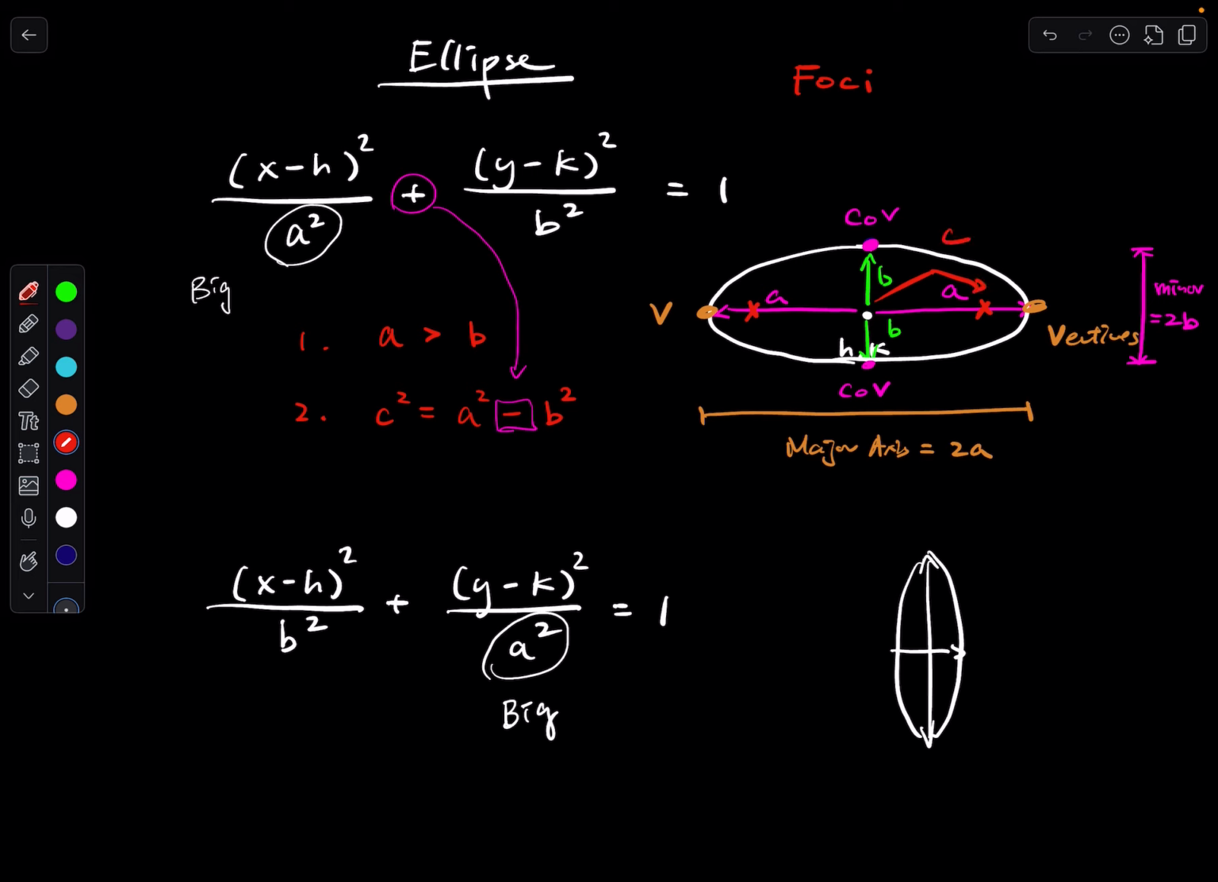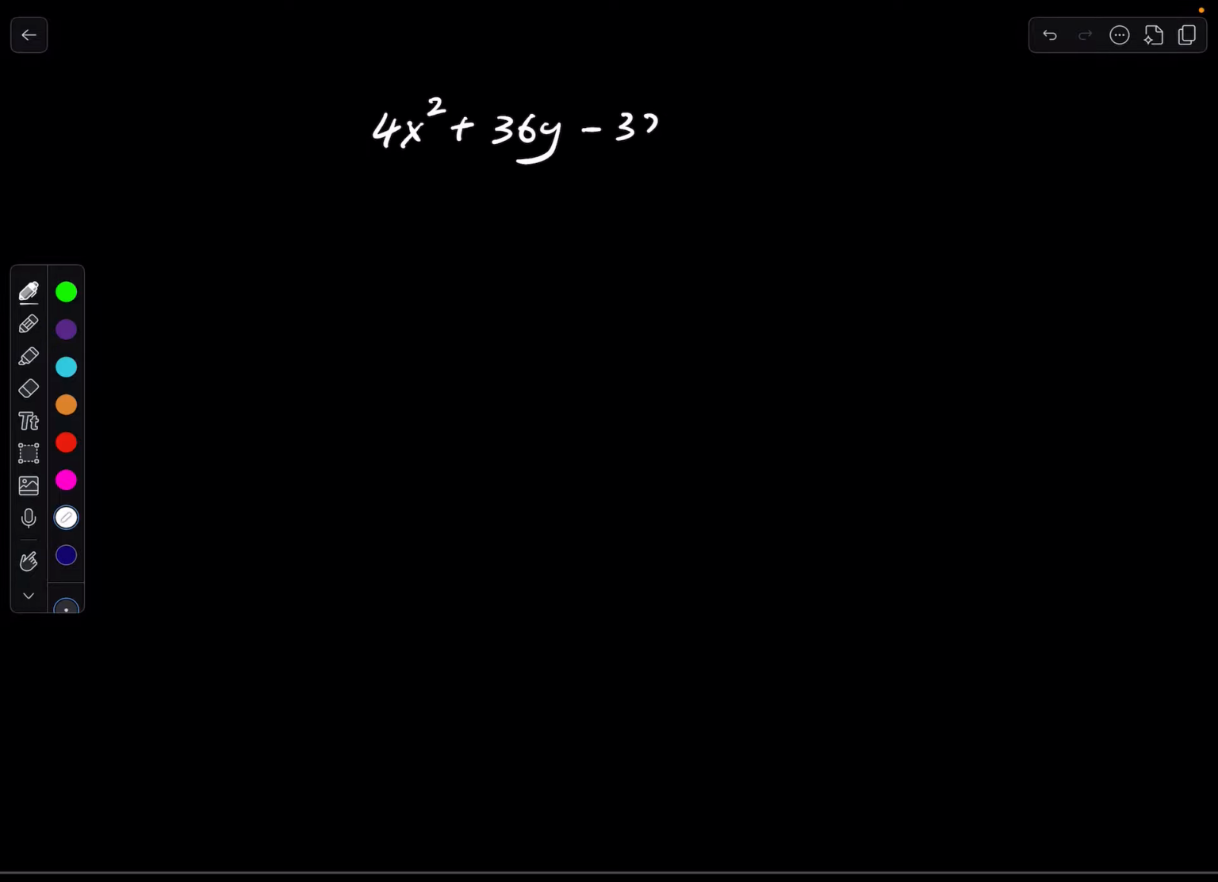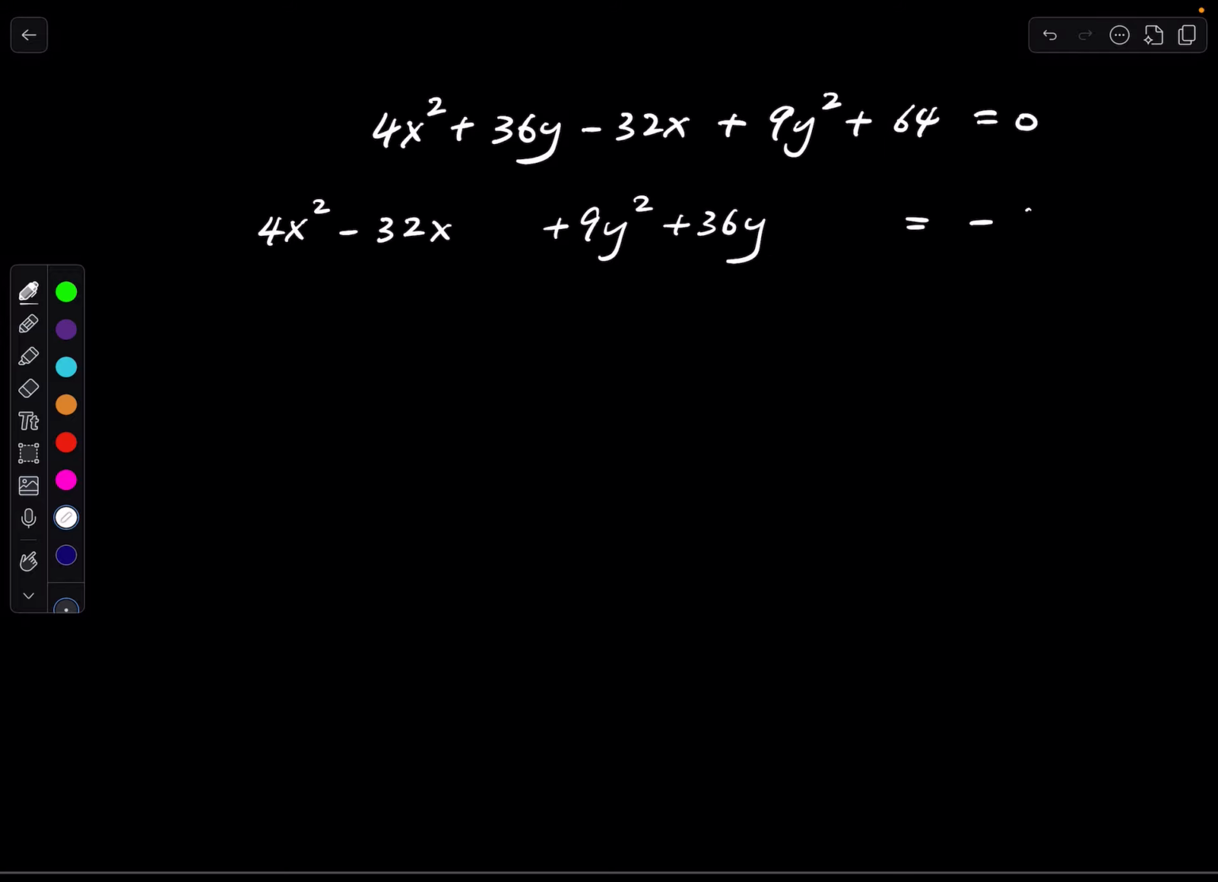All right, so let's go ahead and do an example and see how this works. For example, we have an equation of 4x squared plus 36y minus 32x plus 9y squared plus 64 equals 0. So we'll have the x squared group up with the x. We'll have the y squared group up with the y. And we'll have the number thrown to the other side.